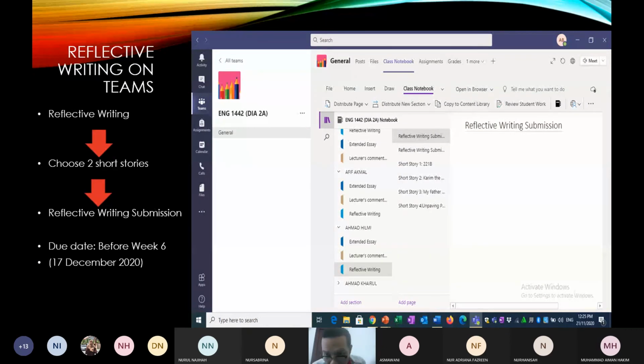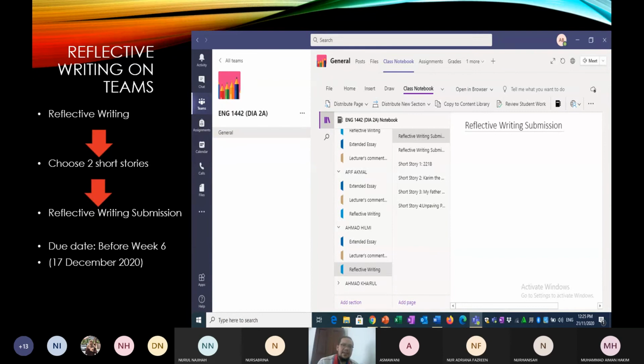Yang pertama tajuk dia 221B. Short story 2 Karim. Short story 3 My Father. Short story 4 Unpaving. Nanti kalau you klik dia akan nampak lah. Alright, itulah short story yang telah diberi kepada semua kelas, right, for you to analyze for reflective writing. It's actually a combination between reading and also writing. We want to see how do you integrate these two skills.